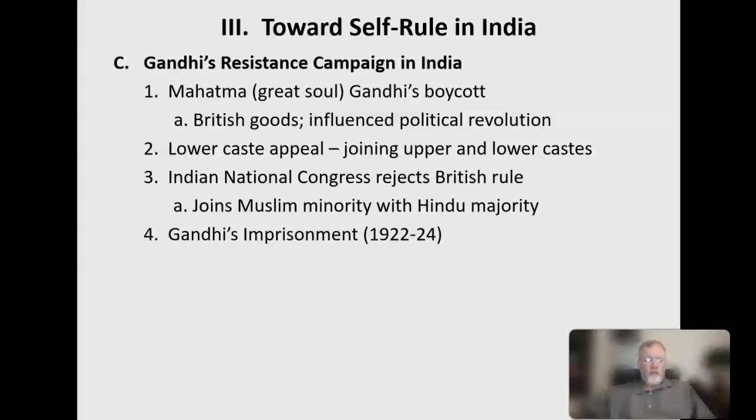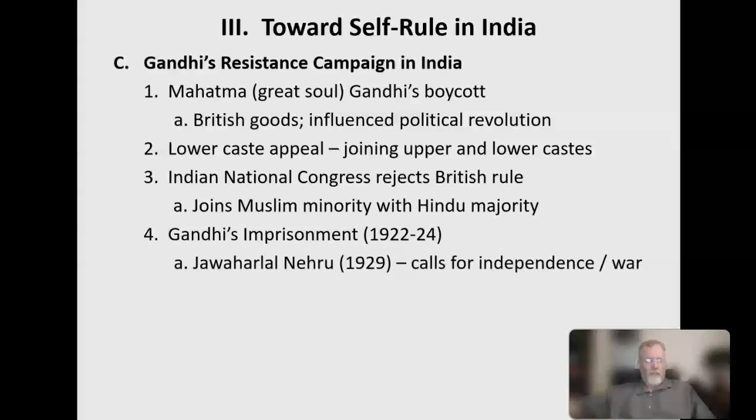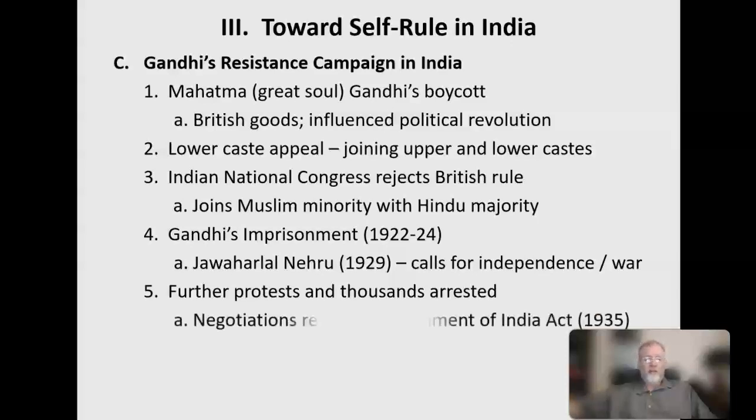During this time, the Indian National Congress splintered into factions. Gandhi worked for years to reunite the factions, while the radical nationalists, led by Jawaharlal Nehru, in 1929, called for immediate independence or for an outright war against the British. So I'll sort of sum all this up at the end. More protests, tens of thousands arrested over the 20s and the 30s.